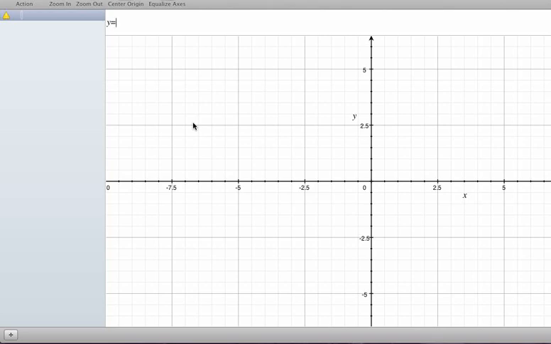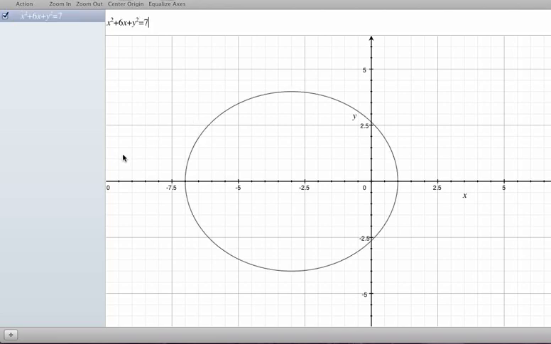So here we have y equals, that's not what we want. So we're going to put in our x squared plus 6x plus y squared equals 7. All right, and there we go. Now this is what's called general form.